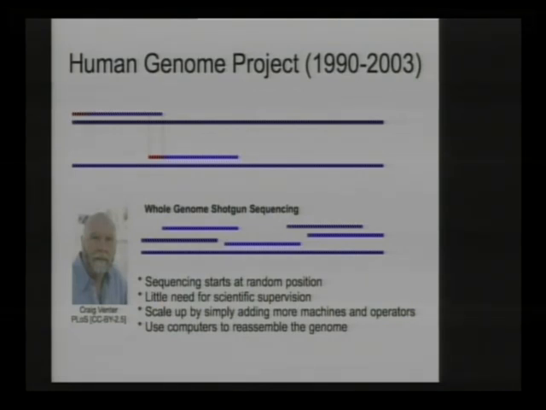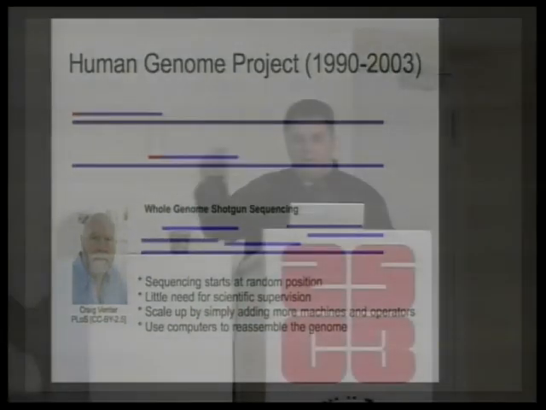This means first there's little need for scientific supervision, so you can have some guy who basically reloads the machine, presses a button, and it produces another of these fragments, and then that gets stored, and then you do this again and again. And this scales up rather nicely, because you add more machines, you add more people who operate the machines, and you just scale up. The old method doesn't scale up, because it has to wait for each step.